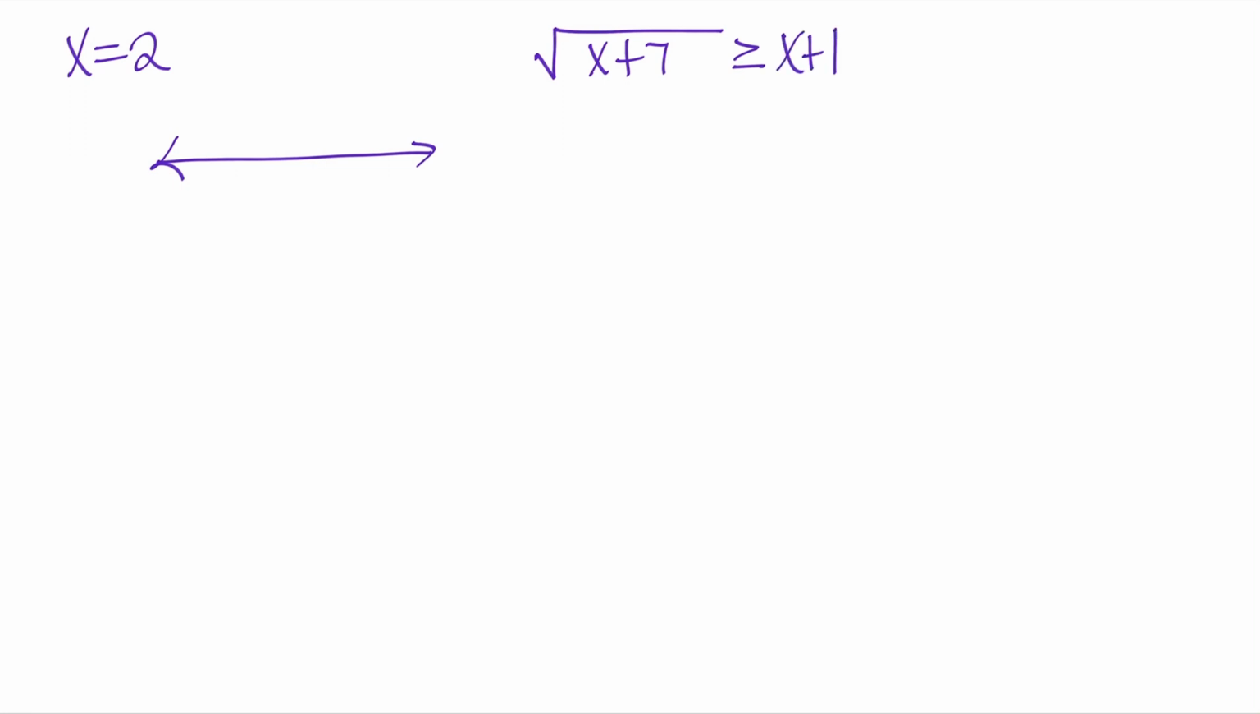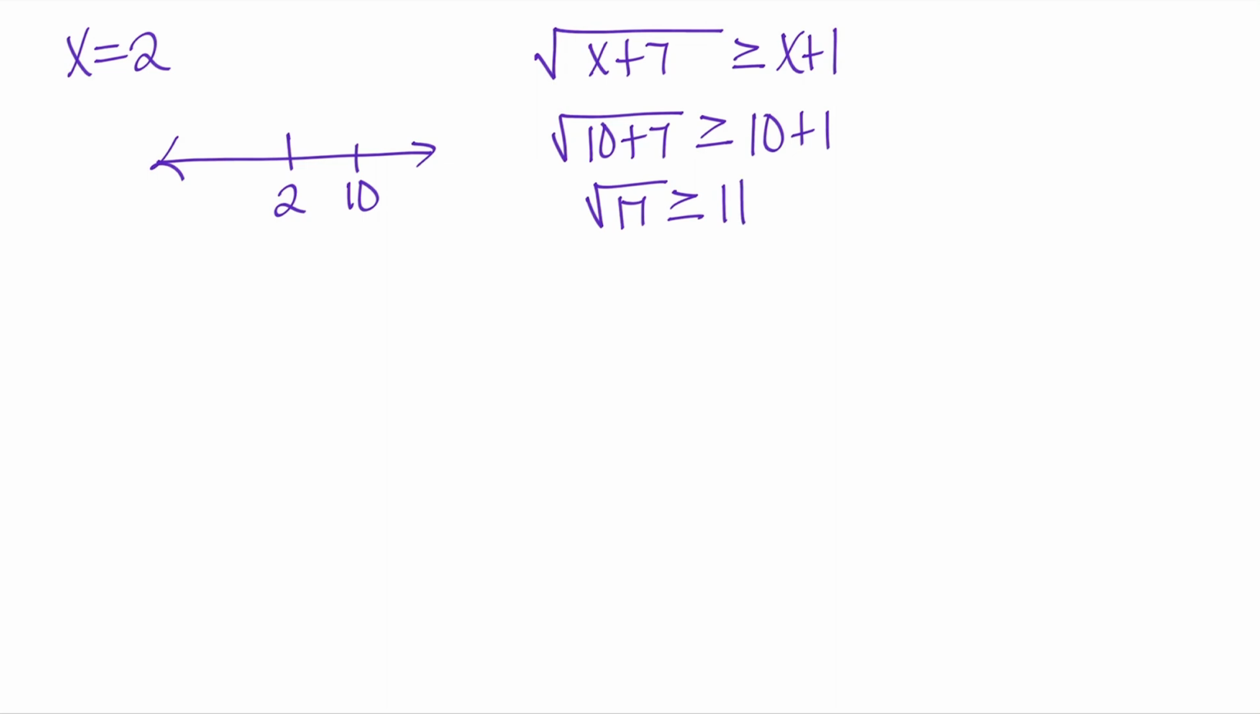And so what I'm going to do is I'm going to draw 2, and I'm going to pick numbers on either side of 2. So maybe over here I'm going to pick 10. I'm going to start off by plugging in that 10. So I have 10 plus 7 is greater than or equal to 10 plus 1. So that tells me the square root of 17 is greater than or equal to 11. The square root of 17 I'm going to do on my calculator. That is about 4.1. And that is telling me that's greater than or equal to 11, so that's false.